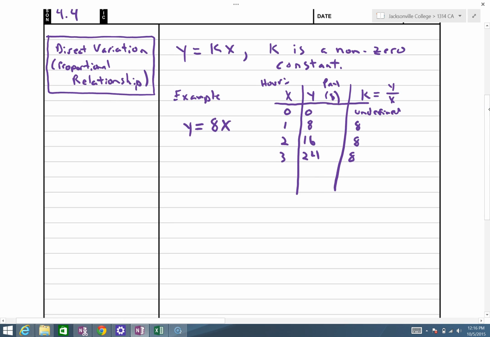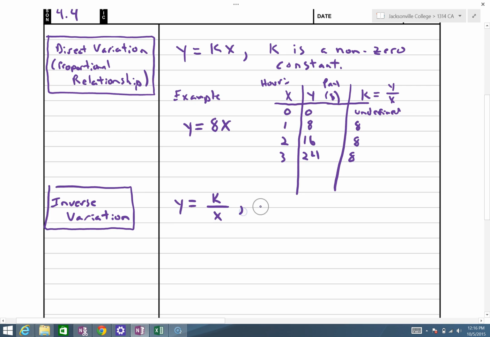All right. Inverse variation. An inverse variation is modeled by the equation y equals k divided by x. Here you can see that our input variable x is in the denominator. Well, that's going to do some special things to our situation. Let's look at an example of an inverse variation. Again, k is some constant. K is a non-zero constant.